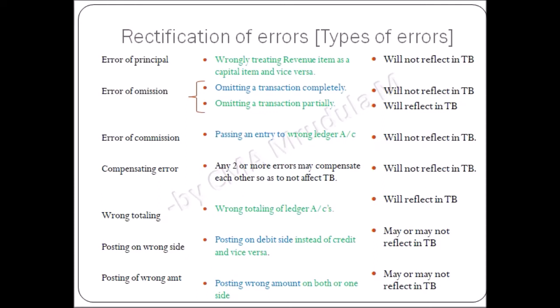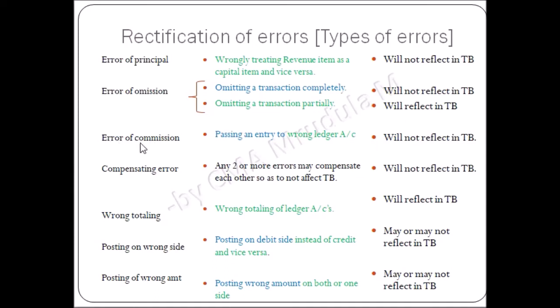Next, error of omission. Error of omission means omitting a transaction completely or partially, which means either you account for only the debit side or the credit side and omit it partially. So of course, omitting a transaction completely is a double-sided error and will not be reflected in the trial balance, whereas omitting a transaction partially is a single-sided error and will be reflected in the trial balance.